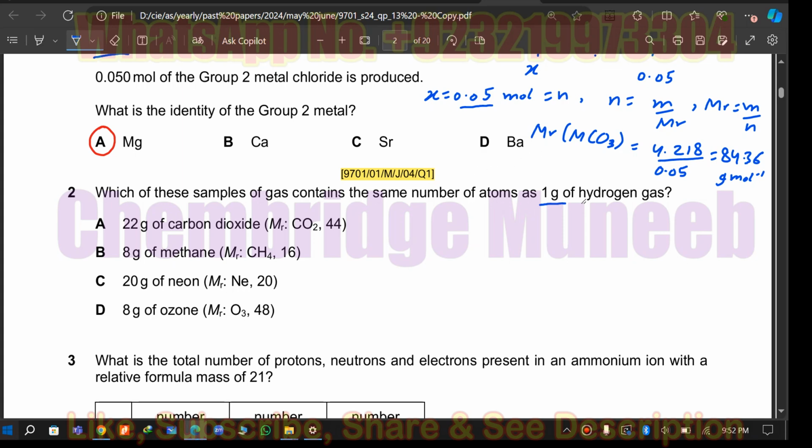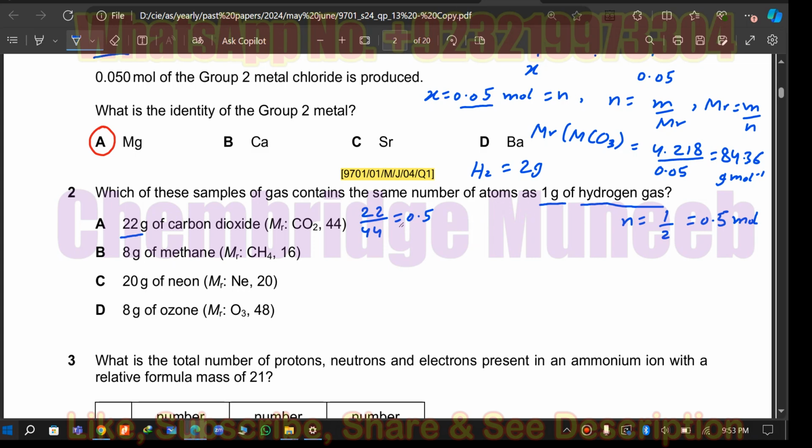As we know, hydrogen gas means it is H2, and H2 has a mass of 2 gram. Now 1 gram of H2 means its mole will come out to be 0.5. These are the moles of the hydrogen gas. Okay, now we have computed the moles of the hydrogen gas. Now we need to compute the moles of all these compounds, and then we have to determine the number of atoms. So starting from the first compound, which is carbon dioxide, we are given 22 gram and its MR is 44, which means the number of moles will come out to be 22 divided by 44 is 0.5.